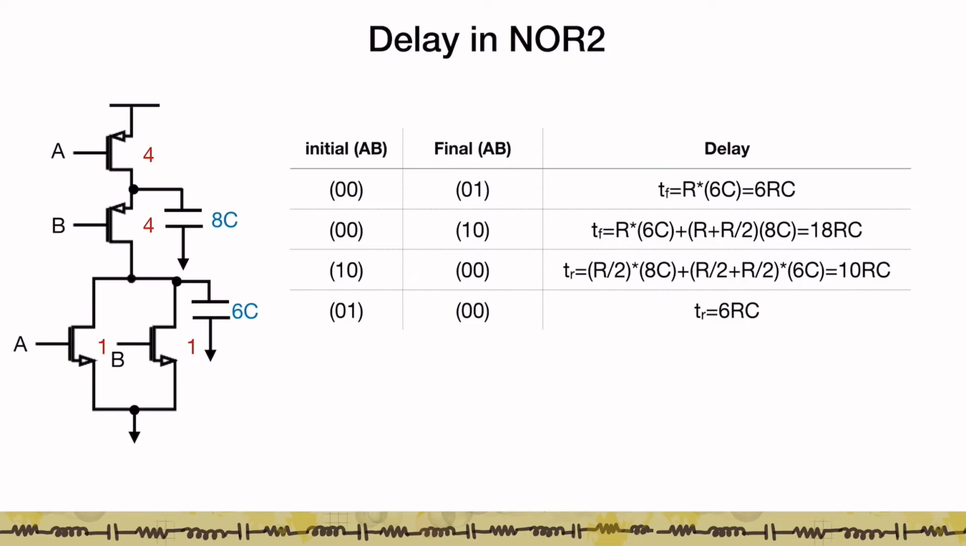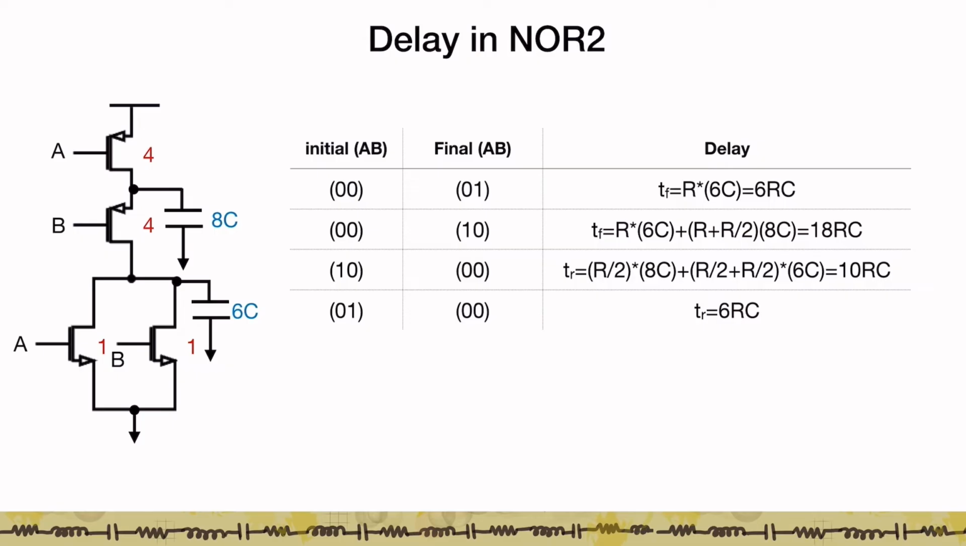And so you have delays ranging from 6RC all the way to 18 RC in this case, right? If I'm going to be conservative, I'll say the propagation delay of this NOR 2 gate is 18 RC. If I have to be very careful, then based on the inputs, I will use those particular delays to measure the delay of the gate.